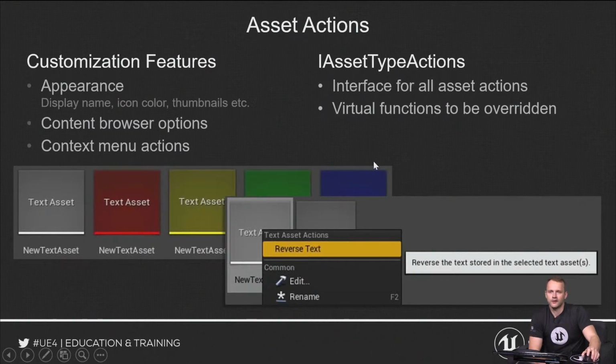And all these things are implemented with yet another class called an asset type action. And those are plain old C++ classes that inherit the IAssetTypeActions interface. And that's really the base class for any kind of asset action that you want to support in the editor. And just like with factories, this interface just provides a set of virtual functions that you can override as needed.